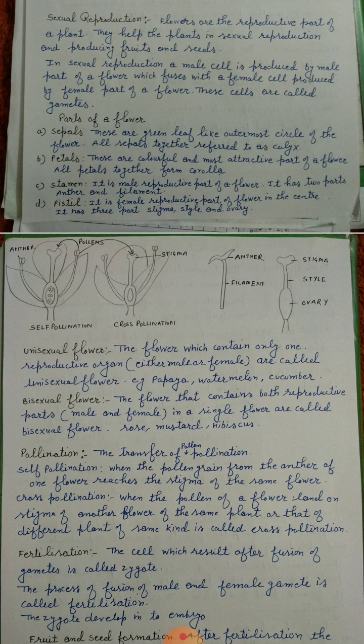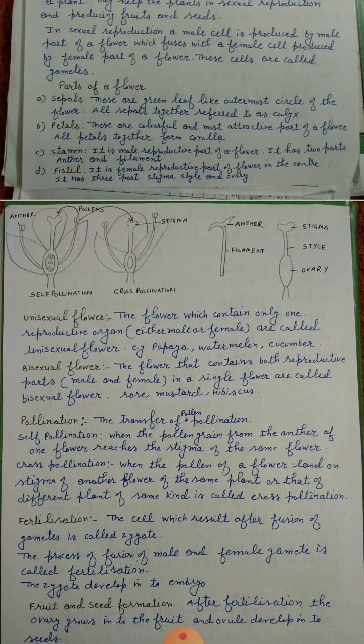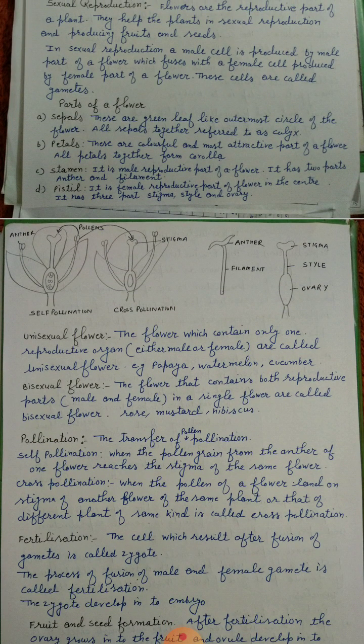Flowers are the reproductive part of a plant. They help the plant in sexual reproduction and in producing fruits and seeds. In sexual reproduction, a male cell is produced by the male part of a flower, which fuses with the female cell produced by the female part of a flower. These cells are called gametes, and the fusion of these gametes is called fertilization.